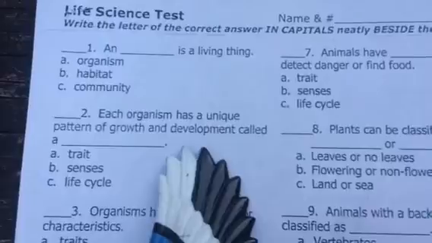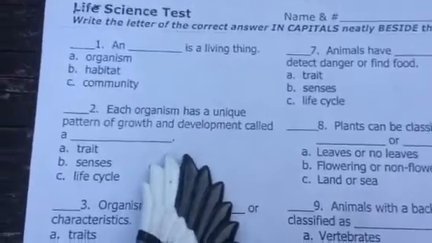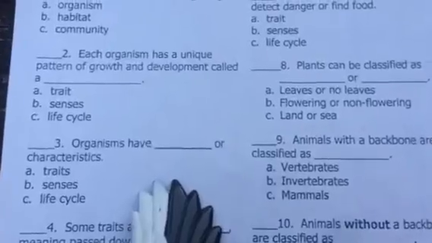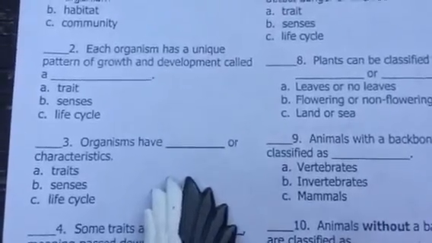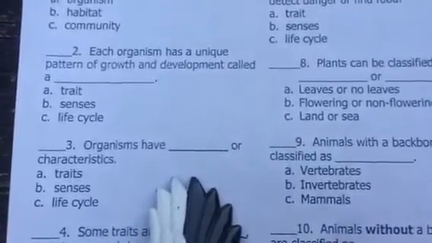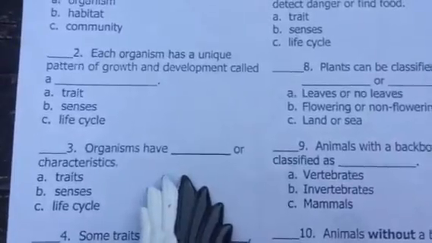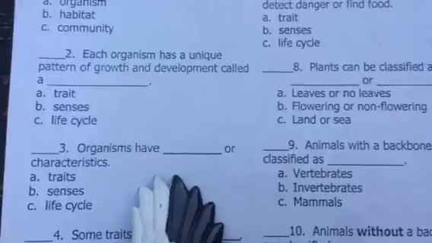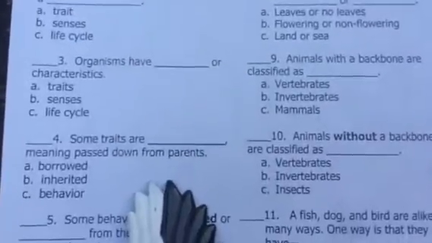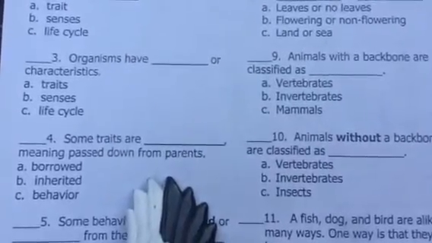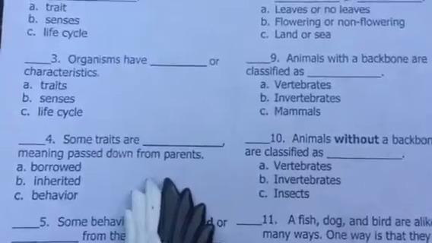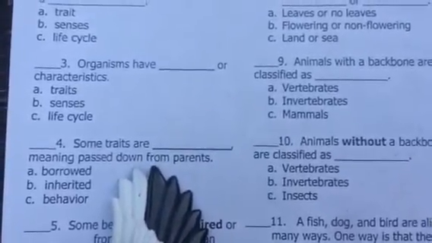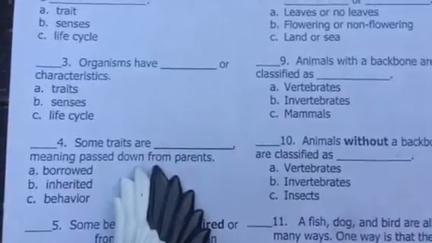A. Trait. B. Senses. C. Life cycle. 3. Organisms have blank or characteristics. A. Traits. B. Senses. C. Life cycle. 4. Some traits are blank, meaning passed down from parents. A. Borrowed. B. Inherited. C. Behavior.